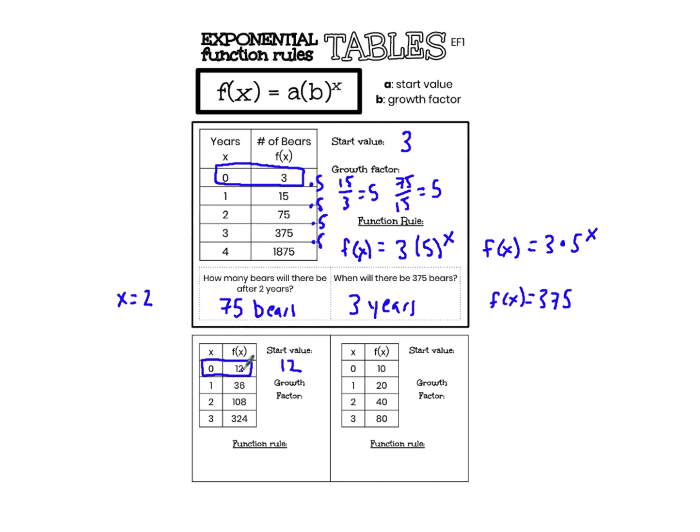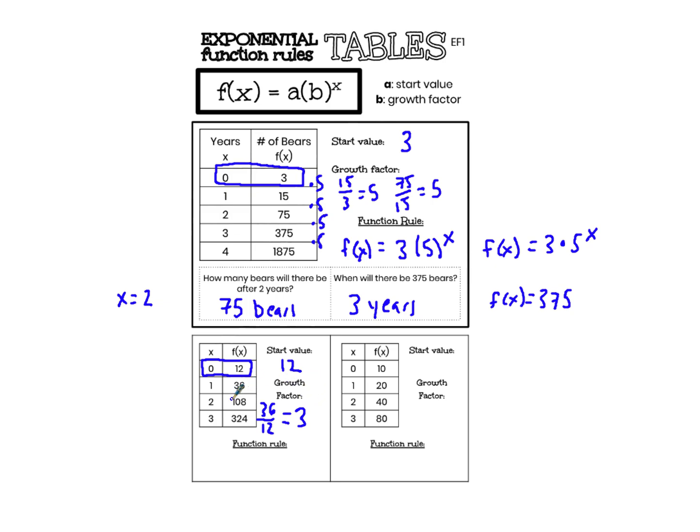You can maybe just look at this and see what you're multiplying by to get the next values in the table. But if you can't, take one value of f of x, for example, 36, and divide it by the previous value, 12. So 36 divided by 12 is 3. That tells me my growth factor is 3.